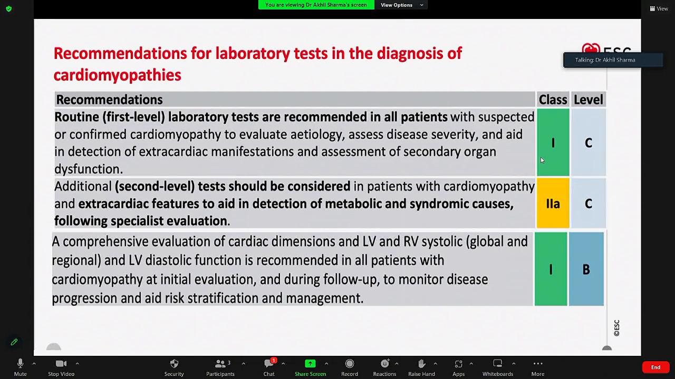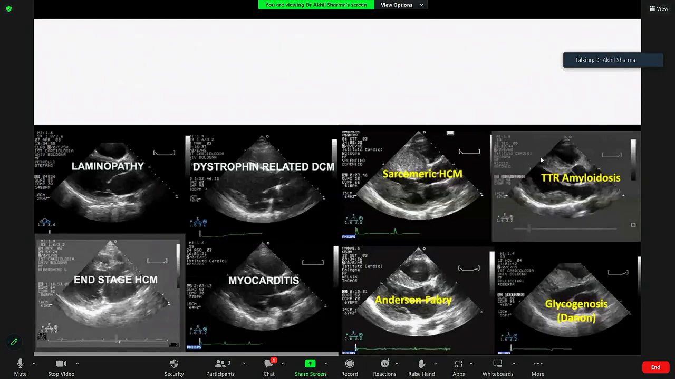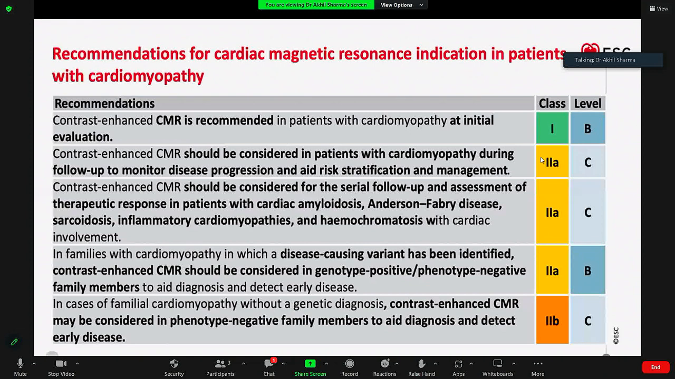Echo should be done for each and every patient with suspected cardiomyopathy, and it can be used at every stage of management, from the diagnosis to prognostication and management. These are some morphological features showing how we can identify the different kinds of cardiomyopathy by echocardiography.